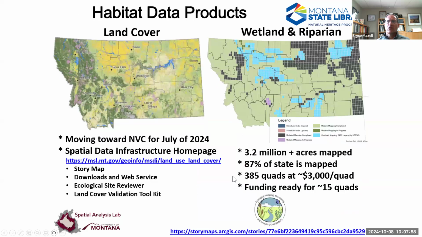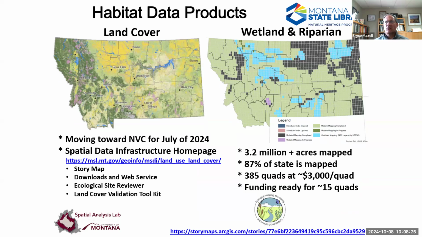We also manage information on the statewide land cover layer. These are mapping of existing vegetation communities. And then on the right here, an overview of where we have detailed national wetland inventory mapping of wetland and riparian areas. The green areas we have all mapped, and the black areas are getting some updates.